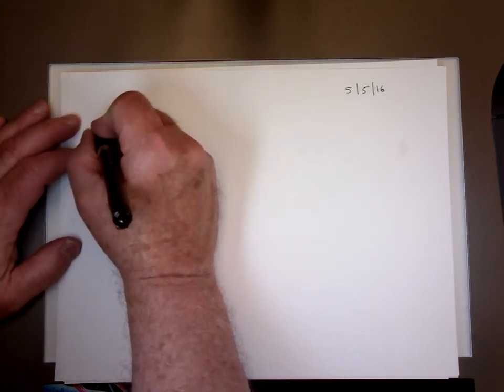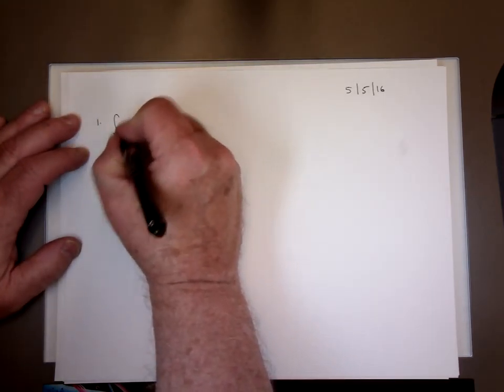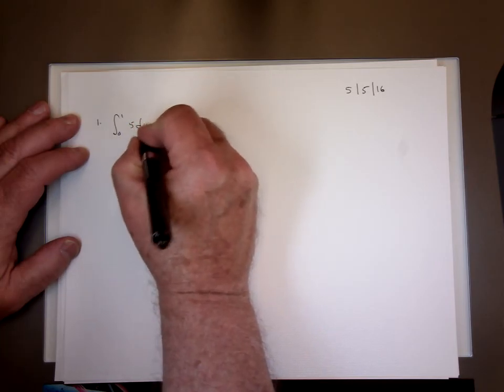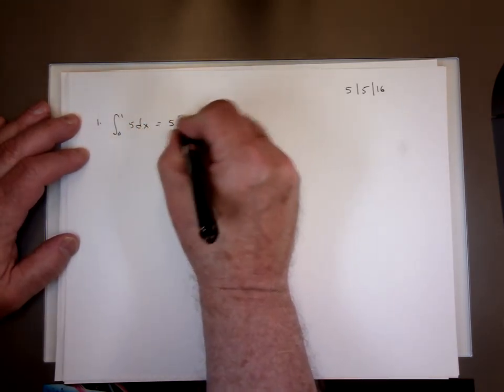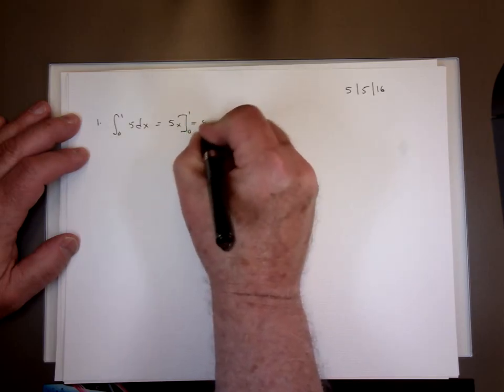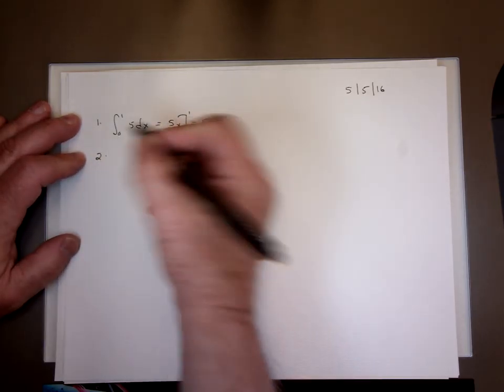1 through 8. Evaluate the integral. 0 to 1, 5 dx. The answer is 5x from 0 to 1, which is 5. If you have questions, let me know.